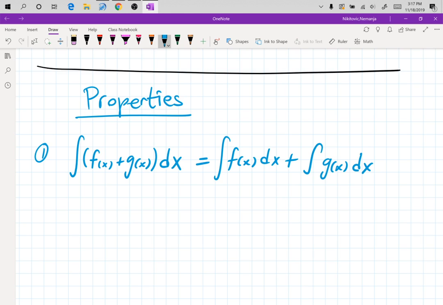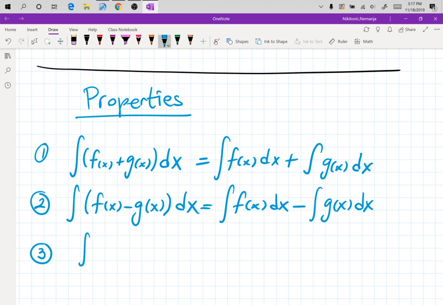And finally, if you have some kind of a constant multiplying the function inside, you can kick it out, just like we did with every other limit and derivative. So these are the three.